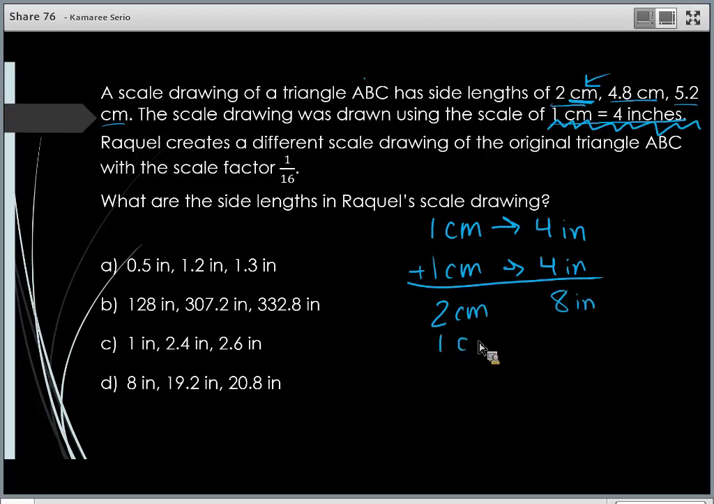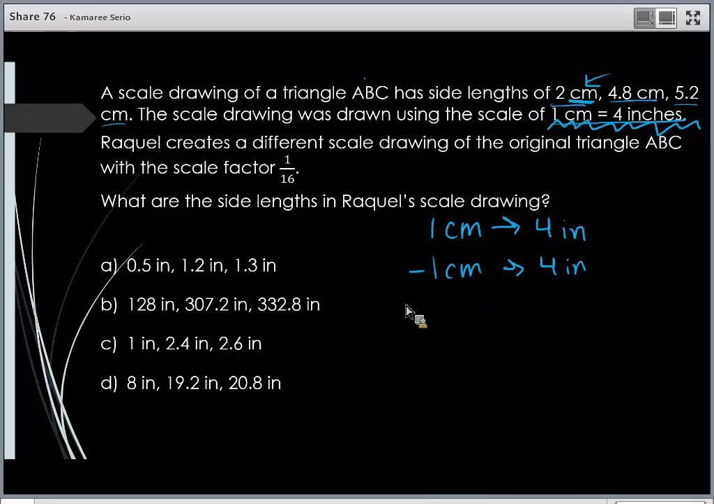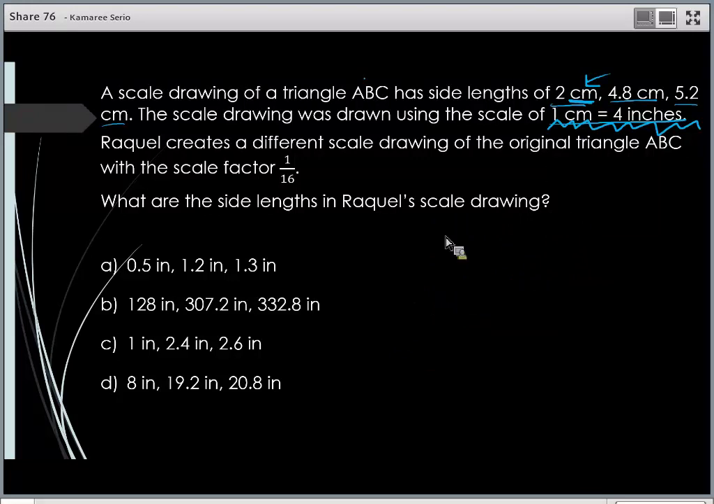If I wanted to add another centimeter to this, I would add another 4 inches, which would mean that if I had 3 centimeters, I would have 12 inches. I'm adding these straight down. That's how I'm getting these. A shortcut way of doing this is just to multiply them all by 4. So let's do that first. First we have to convert all of our side lengths. So let's do 2 times 4, 4.8 times 4, 5.2 times 4.